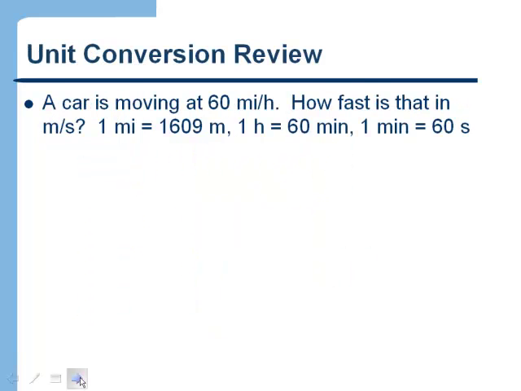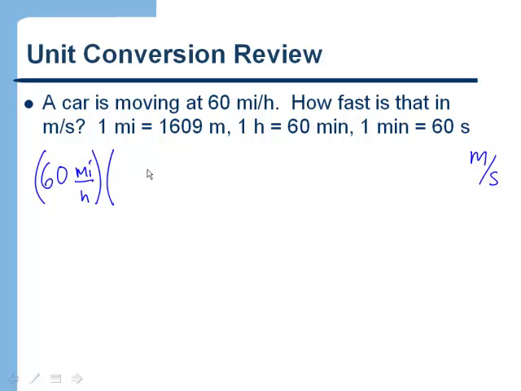Speaking of units, let's do a quick unit conversion review. I have a car that's moving at 60 miles per hour. How fast is that in meters per second? So we want to start off with 60 miles per hour. And we now want to do what we did previously, which is figure out how do we set up our ratios of our conversions. So let's start out by trying to figure out how to change miles into meters, since we want to end up with meters per second when we get over there.